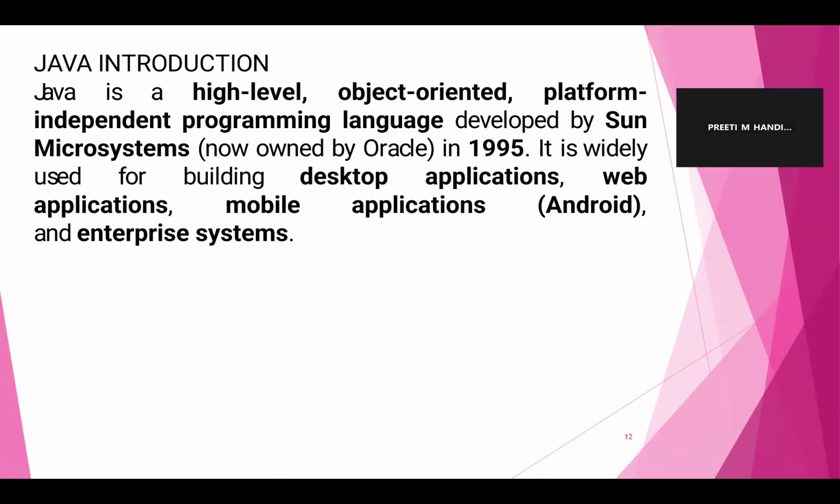Hello everyone, in today's video we are discussing the basic introduction to Java. Java is a high-level, object-oriented programming language and a platform-independent programming language which was developed by Sun Microsystems and is now owned by Oracle, in 1995. It is a widely used programming language which is used to develop desktop applications, web applications, mobile applications, Android applications, and some enterprise systems.